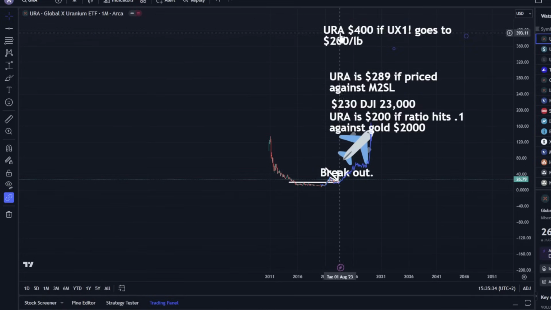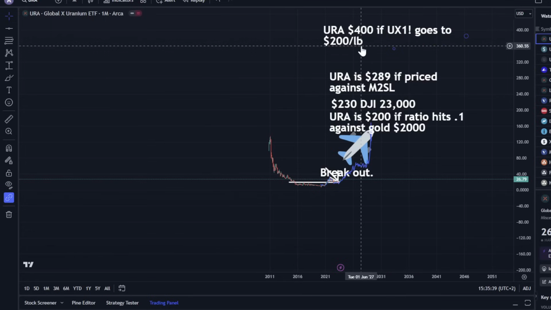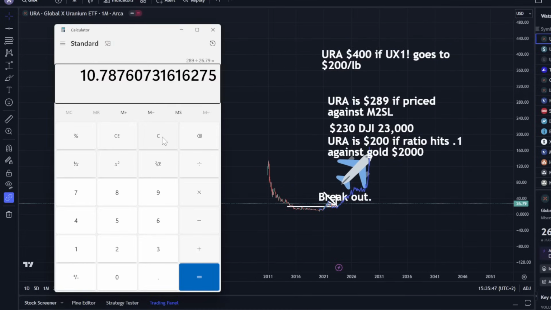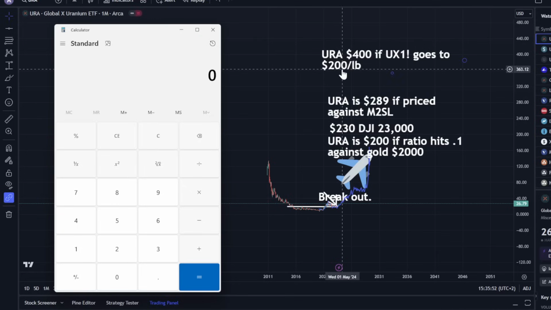Whoa, we've got URA at $400 if UX1 goes to $200 a pound and the ratio were to repeat against each other like the last bull market. Now, I don't know what the peak of uranium will be. I know that URA did not peak at the same time that the physical uranium peaked. So this is taking a shot. Maybe uranium goes to 250 or 300, but URA peaks against it at $200 a pound. I just grabbed that as a potential case.